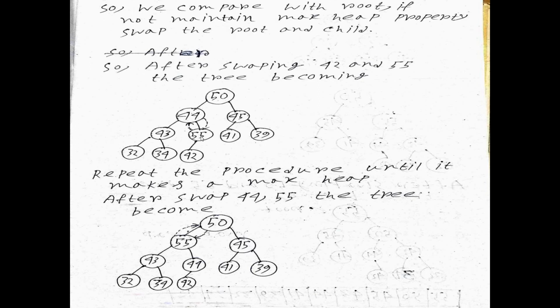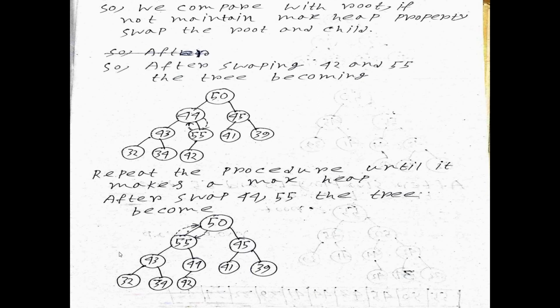So here we swap 55 and 44. 55 goes here, 44 goes there. Now repeat the procedure. We repeat this procedure until we make a proper max heap tree. After swapping 55 and 44, the tree becomes this: 55 goes to the root and 44 becomes the left child of 55.